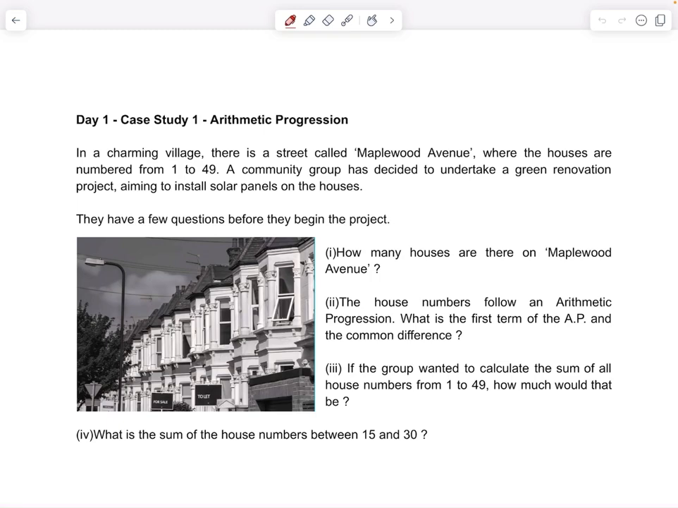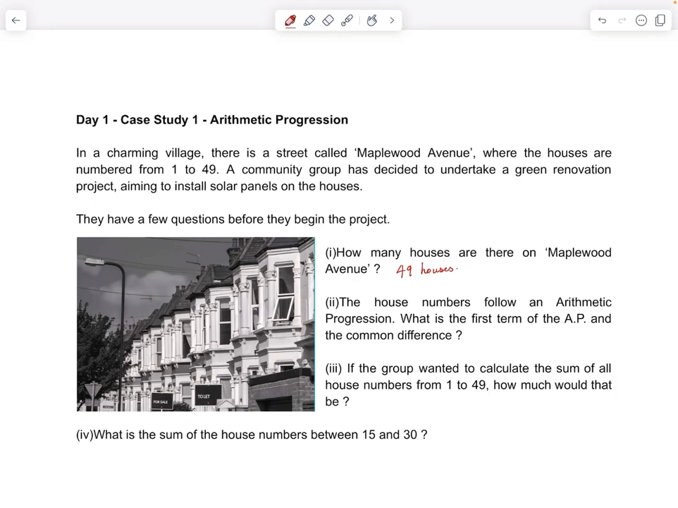First question, how many houses are there in Maplewood Avenue? Obviously 49 houses. Second question, the house numbers follow an arithmetic progression. What is the first term of the AP and the common difference?